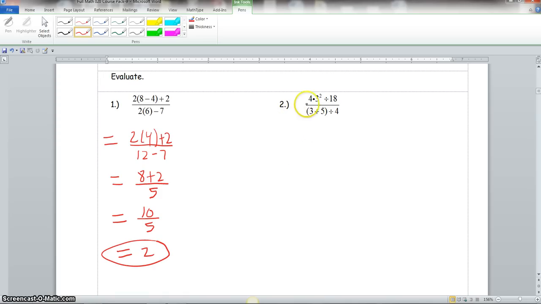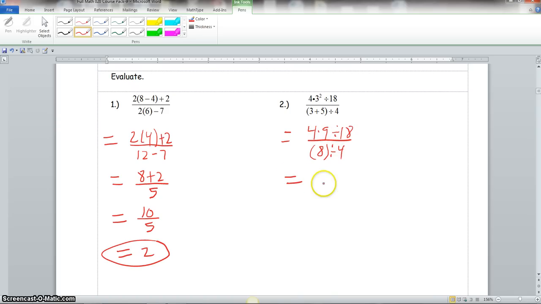Now we go here to problem number 2. We look at our numerator. Now, we have multiplication, we have an exponent, and we have division. We know we do the exponent first. So it'll be 4 times 9 divided by 18. Now for our denominator, we have parentheses and division. We know we do the parentheses first. 3 plus 5 is 8. And that's divided by 4.